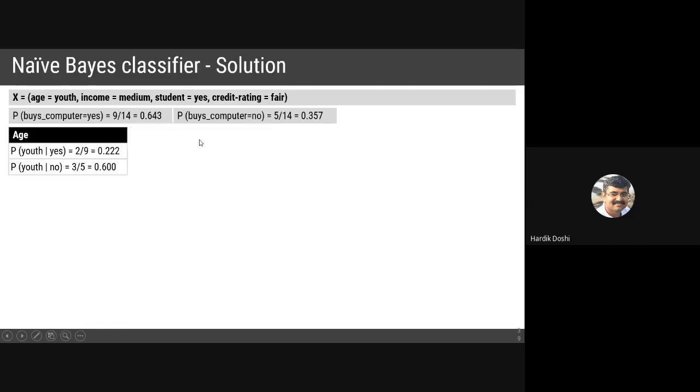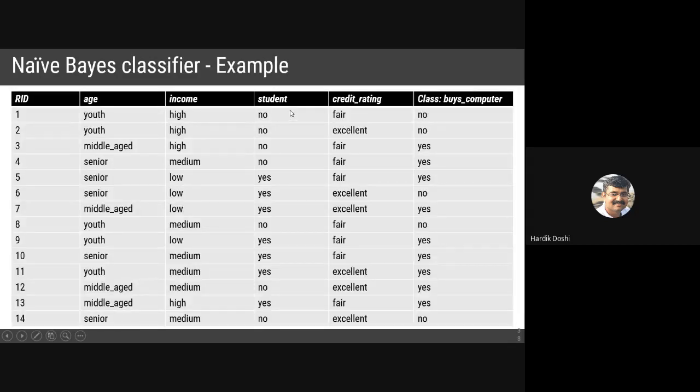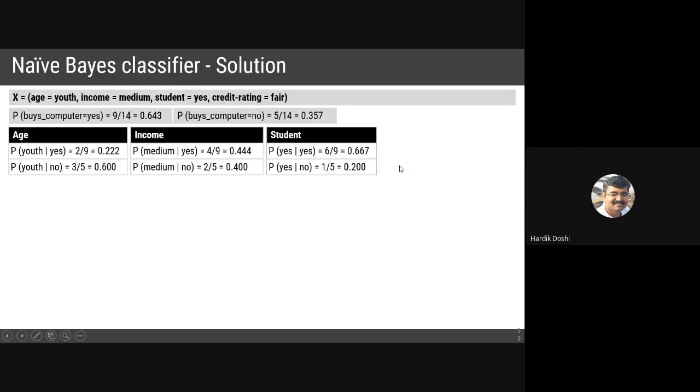So just check out how many records are for student yes. 1, 2, 3, 4, 5, 6 and 7. And how many buys computer out of this? Yes. 1, 2, 3, 4, 5 and 6 yes for buys computer. So check out, 6 buys for computer.